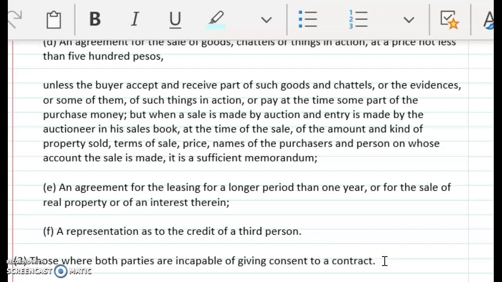So, what would be the effect of ratification in a contract which is unenforceable because both parties are incapable of giving consent? Express or implied ratification by the parent or guardian of one of the contracting parties shall give the contract the same effect as if only one of them were incapacitated. Thus, the contract becomes voidable. But if the ratification is made by the parents or guardians of both the contracting parties, the contract shall be validated from the inception. Okay, that was fast. That's it for unenforceable contracts.